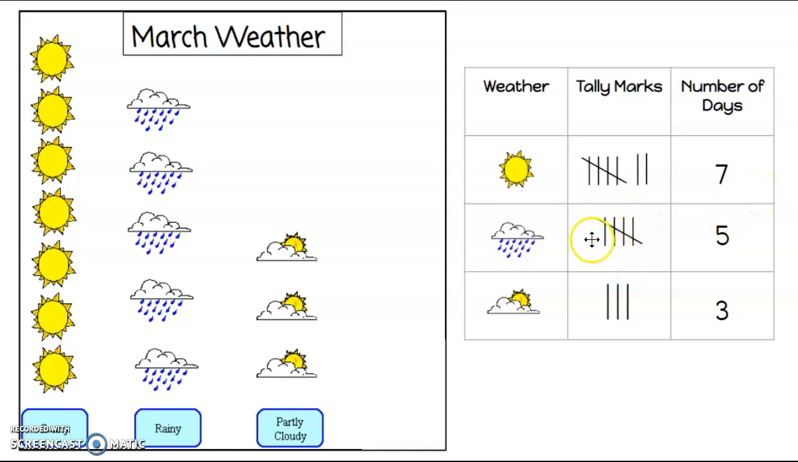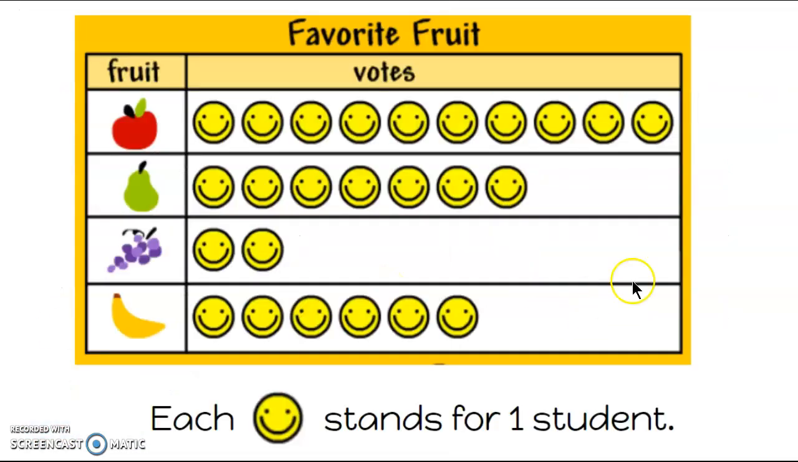If I look here, I can already see I don't have to count all of my tally marks. I know that this symbol means 5. And down here I have 1, 2, 3 partly cloudy days. So I collect my data and I write it down and keep a table of it, and then I can create my graph so that I can show what my data represents. So let's go down here. I'm going to show you one more graph.